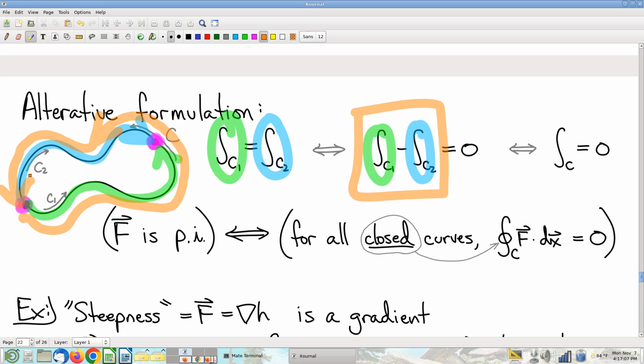So, saying that green is equal to blue, another way to say that is that all closed line integrals are equal to 0. What do you think? Is everybody happy with that? It's a different way of saying the same thing. Okay. All right, I'm going to leave that. It's not hurting anything.